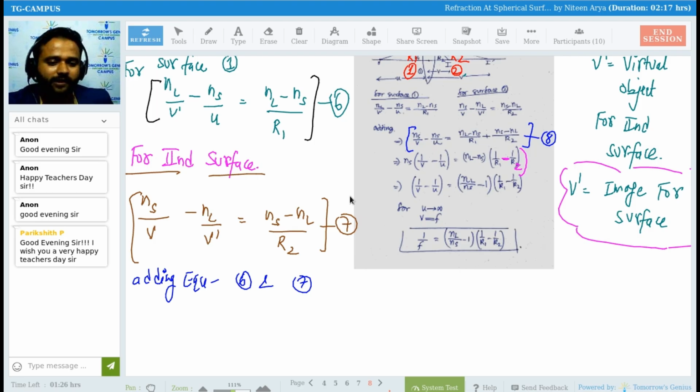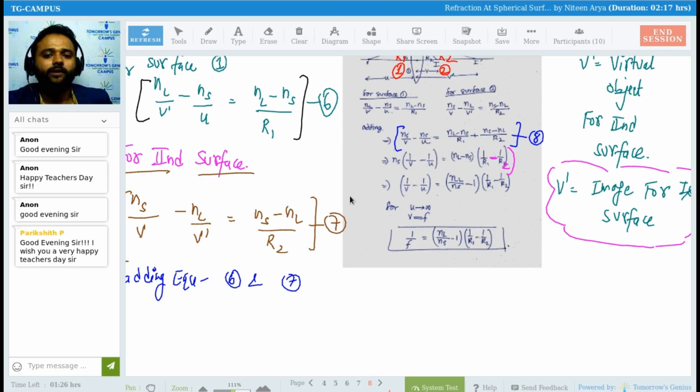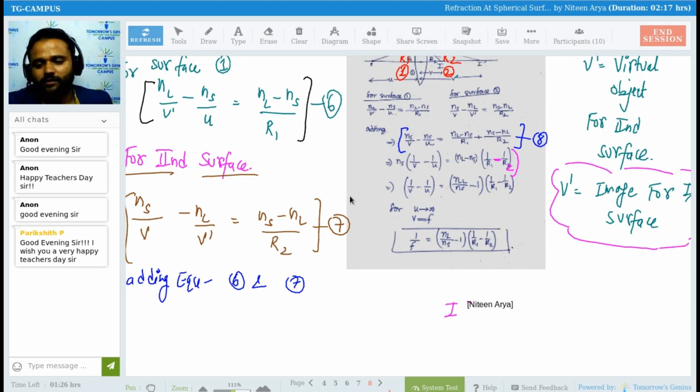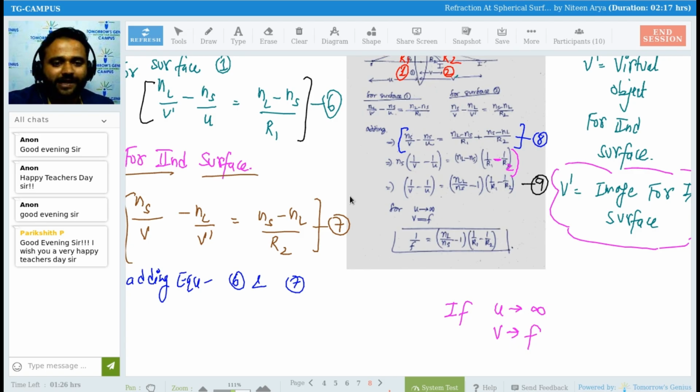Now we know this particular important case: if u is going to be infinity, then the image we get is at the focus. Clear? So put this in equation number 9, which is 1 by v minus 1 by u equals nl upon ns minus 1 times (1 by r1 minus 1 by r2). For this, 1 by f equals this. So this is my lens maker formula, important one, equation number 10.